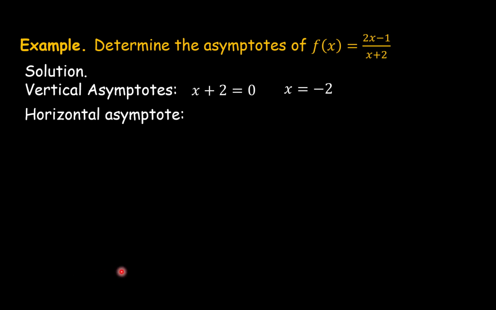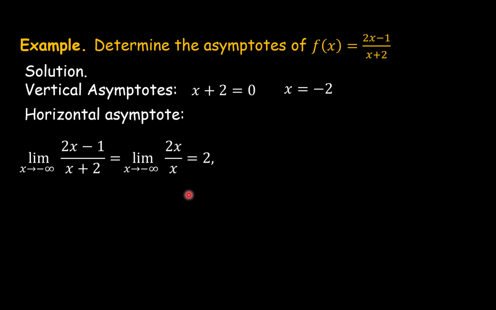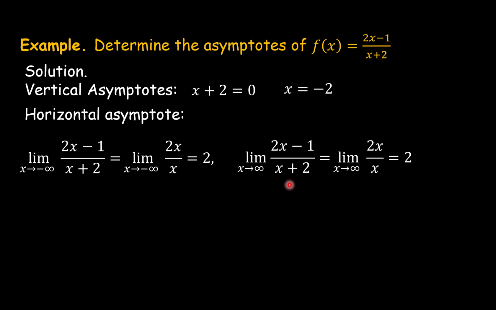Now, let's determine the horizontal asymptote. We need to determine the limit of f(x) as x goes to infinity and when x goes to minus infinity. Well, they're both pretty standard. Basically, you throw away the lower degree terms, and then you just have 2x over x, and then the answer equals 2. That's the limit when x goes to minus infinity. The limit when x goes to plus infinity is the same thing. So that means the only horizontal asymptote is y equals 2.